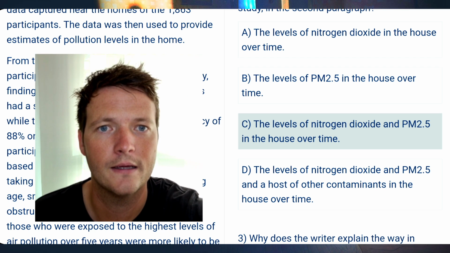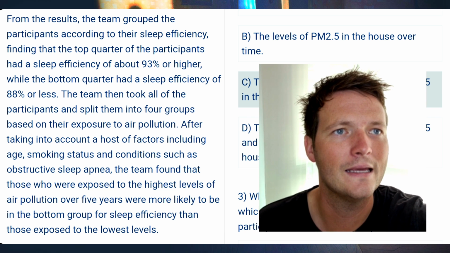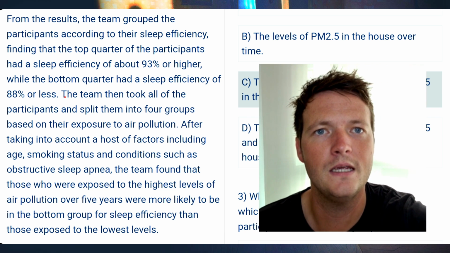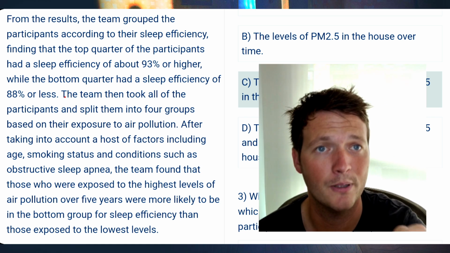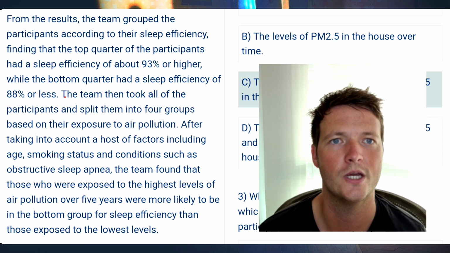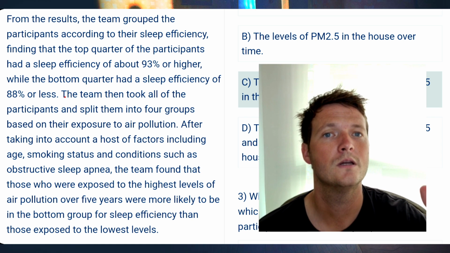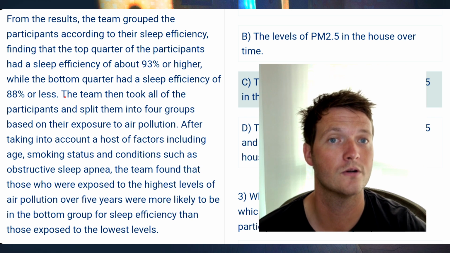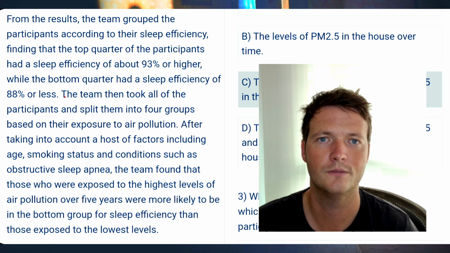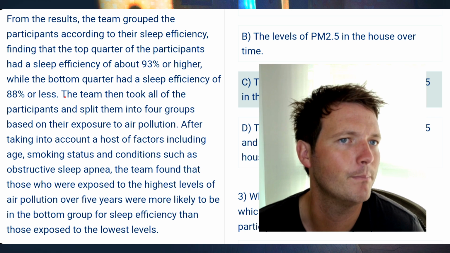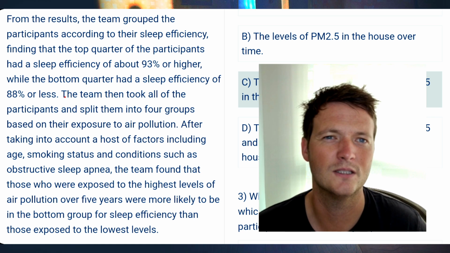So let's just go back and read the text and try to be clear. And I think we get the answer somewhere around here. The team then took all of the participants and split them into 4 groups based on their exposure to air pollution, right? It just says air pollution in general. After taking into account a host of factors, including age, smoking status, conditions such as obstructive sleep apnea, right? So far, those are nothing to do with any kind of pollution. Maybe you could argue that smoking is a pollutant of some kind, but I don't think we really would refer to it as pollution. No, it's intoxication, I guess.